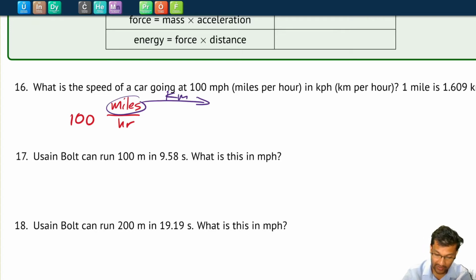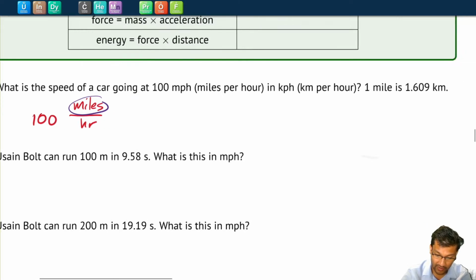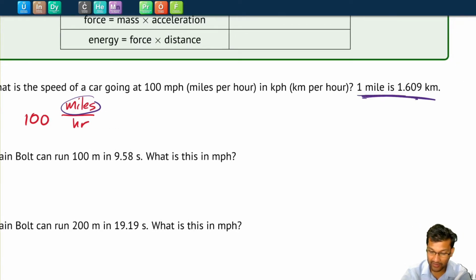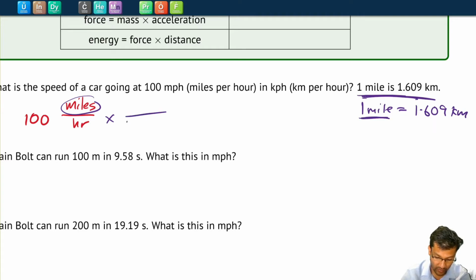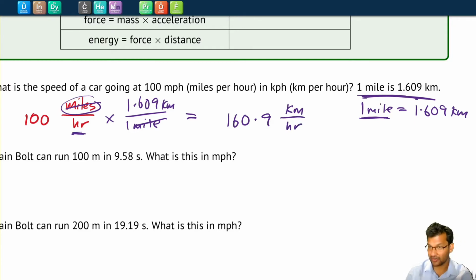So let's figure out how to do that. To convert miles into kilometers, we just use our conversion: 1 mile is 1.609 kilometers. So we can use this factor, 1.609 kilometers over 1 mile, keeping miles on the bottom such that the miles cancel out. If we multiply that, we get 160.9 kilometers per hour. The hour didn't change. It's still there in the denominator because we didn't change it. And so that is our answer.